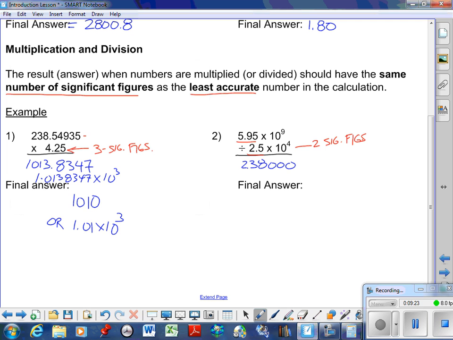All right, we want 2 sig figs, so sometimes it's just as easy to go to that scientific notation if you're not sure. So 2.38 times 10 to the 5th. 2 sig figs would only be the first 2 digits here. So that means our answer would be 2.4 times 10 to the 5th, or simply 240,000. Okay, so there we go with our sig figs. So there's a couple of adding, subtracting, multiplying, dividing questions for you to look at as well.